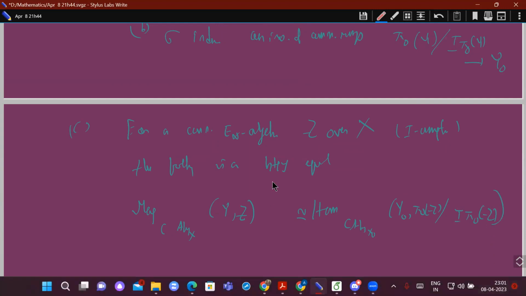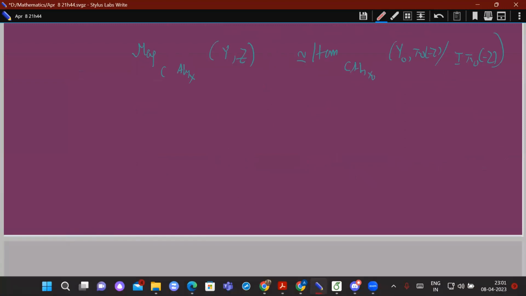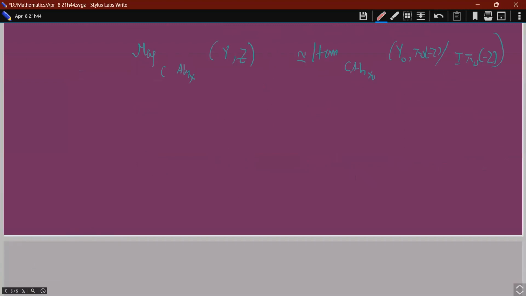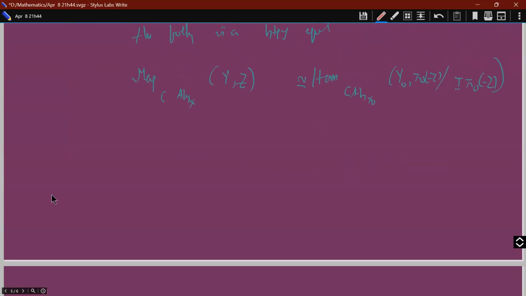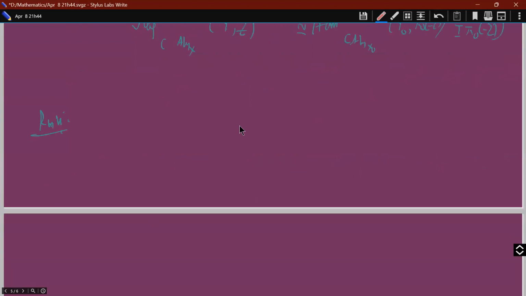So I'll just add the functoriality as a remark. So there is functoriality. Suppose we have a commutative diagram of connective E-infinity rings. Let me draw this first.